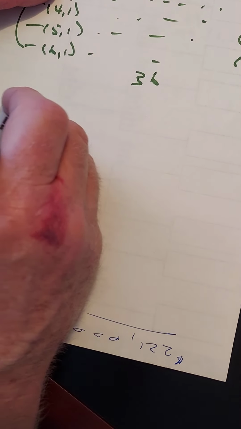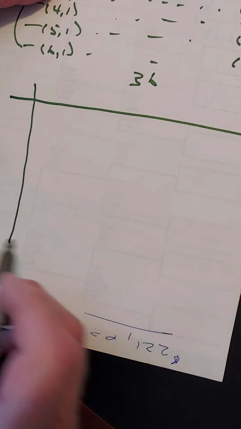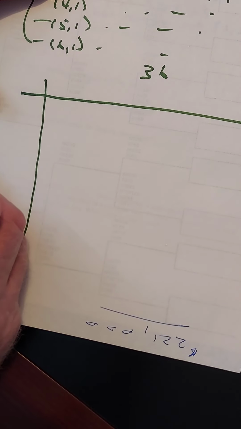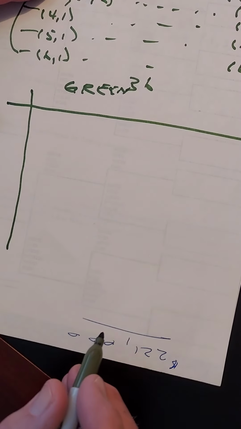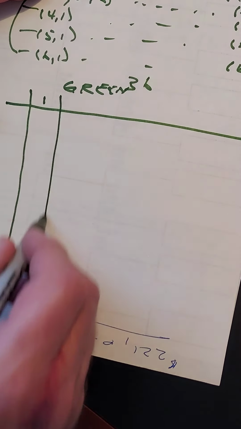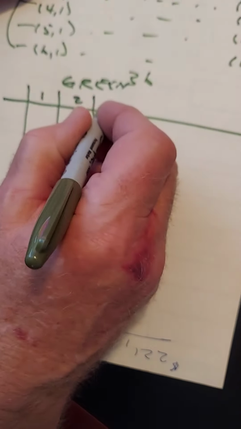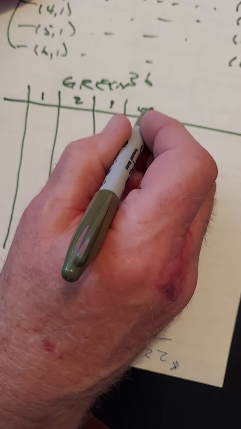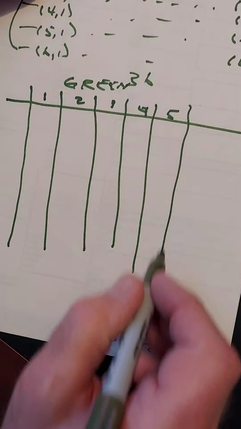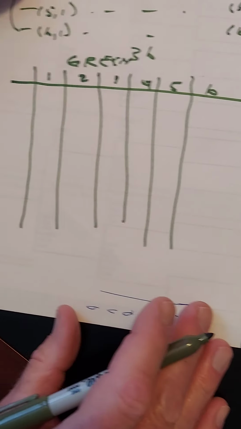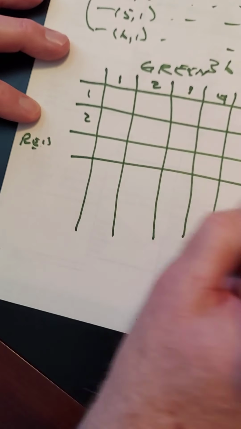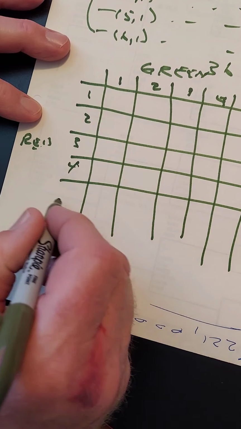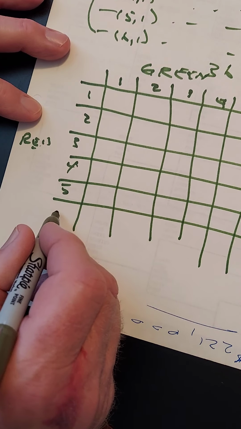Something else we'll do later with this is we'll make like a table. Okay, and maybe this is the red die, and this is the green one. So on the green one, you could have a 1, a 2, a 3, a 4, a 5, and a 6. And on the red one, you can have a 1, a 2, 3, 4, 5, and then a 6.